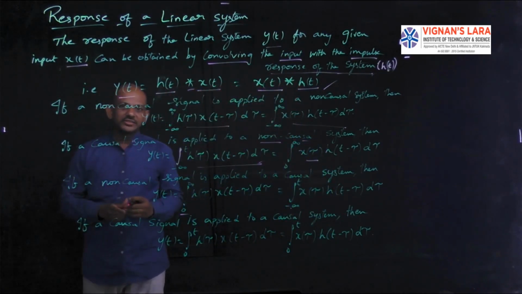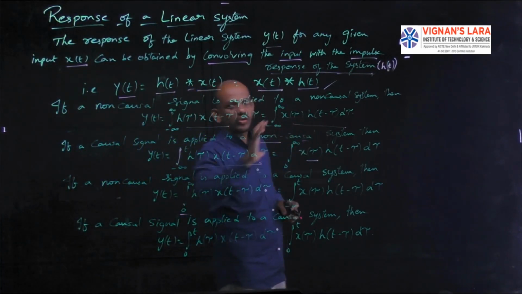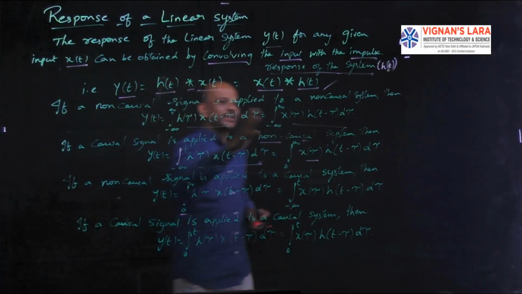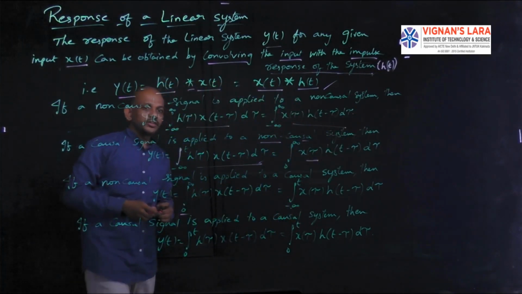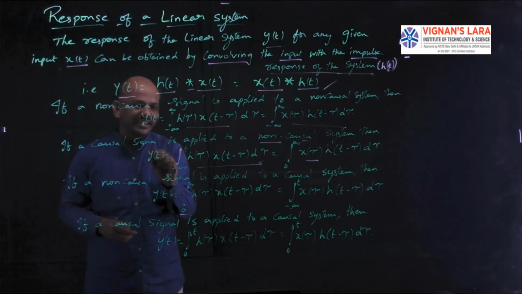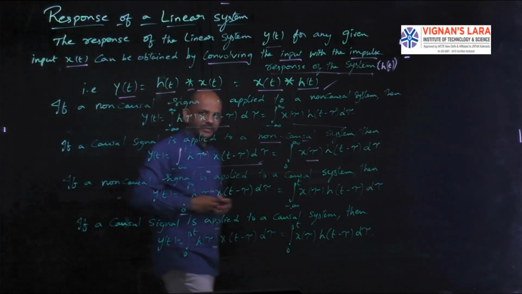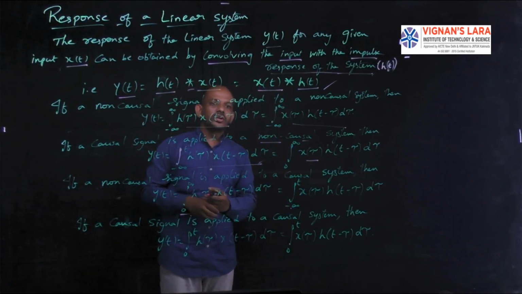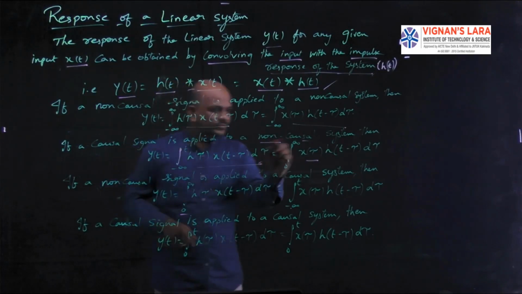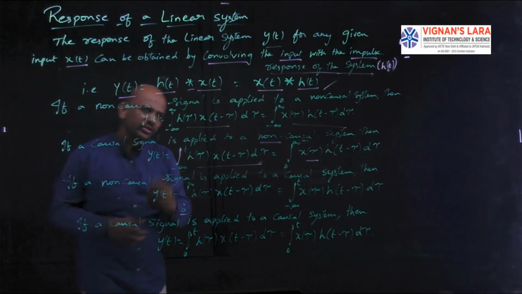The second one is where the signal is causal and it is applied to a system which is non-causal. Causal signal is applied to a non-causal system. So the system is non-causal. Hence the response y of t equal to integral minus infinity to t, h of tau, x of t minus tau d tau. Because here the system is non-causal, hence we have to take the limits as minus infinity to t.